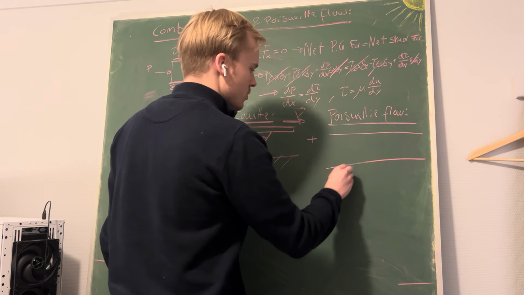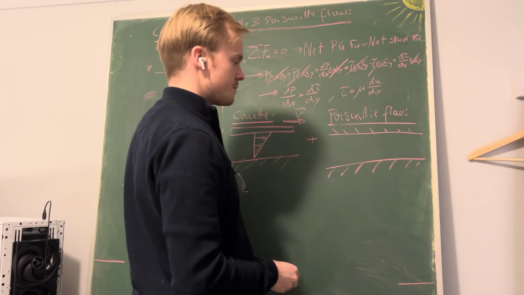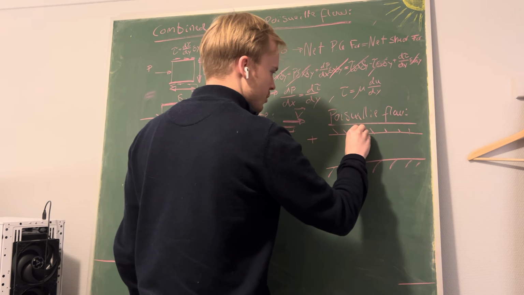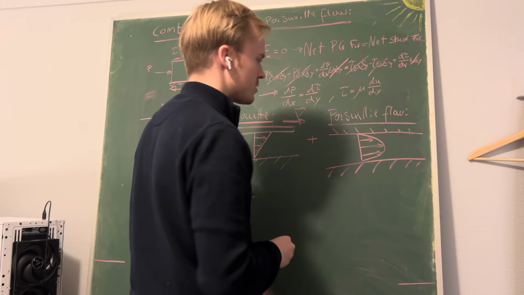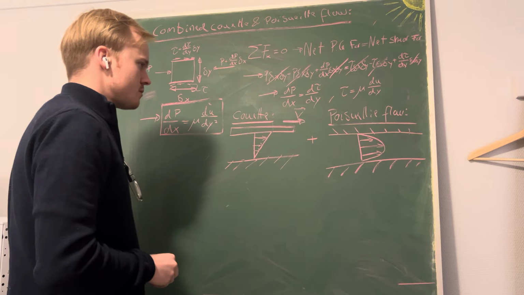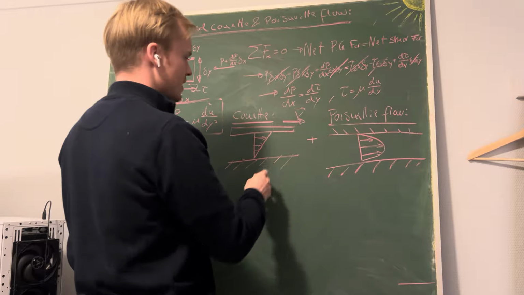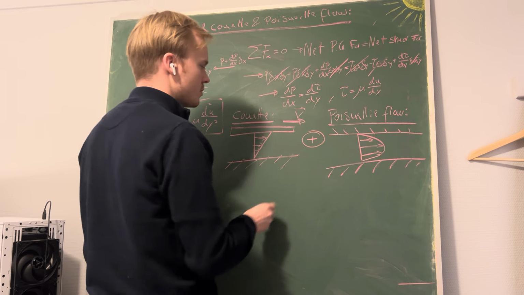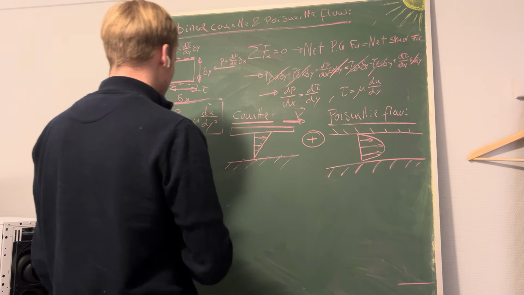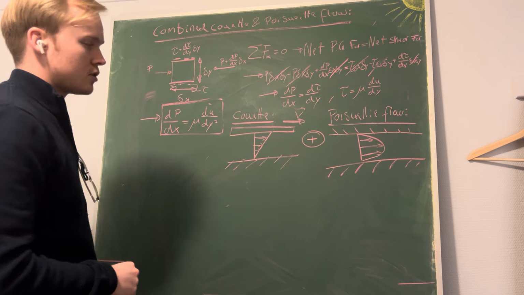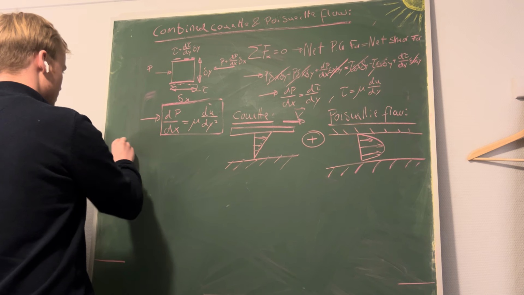So back to our Poiseuille flow. This was a typical flow between two parallel plates, and it's a pressure difference driven flow. So we have something that looks like this, right? For a combined Couette and Poiseuille flow, we just combine the Couette and the Poiseuille flow. So we still have our second order ODE and our boundary conditions.